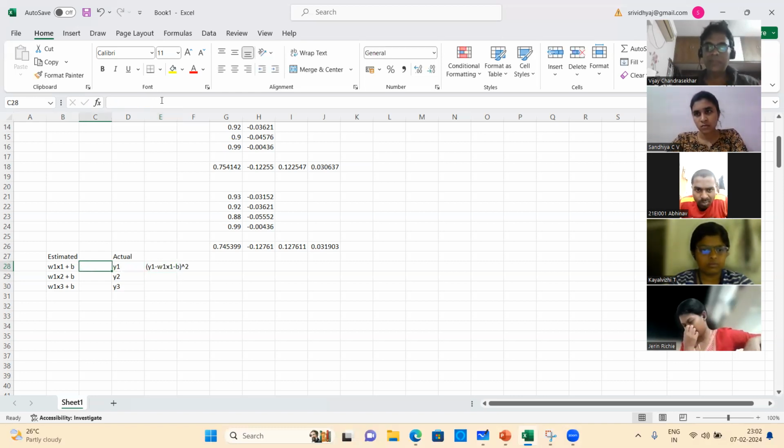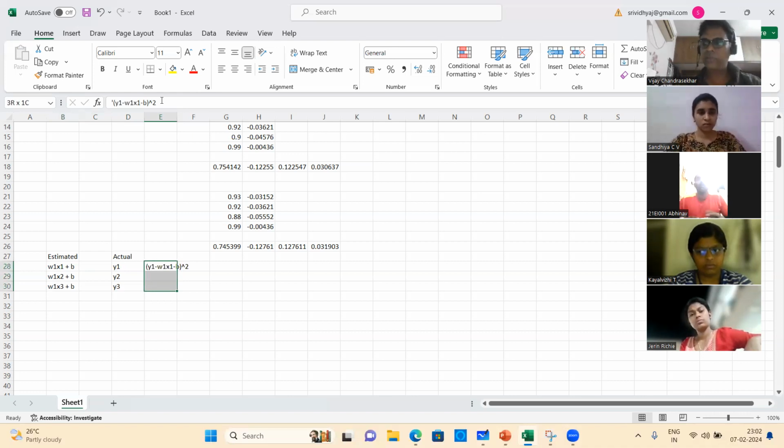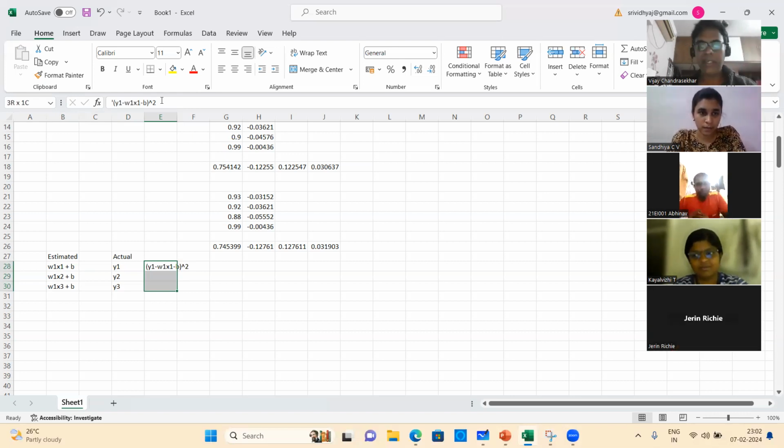You do something similar for this row and this row. And then what do you do after that? You take an average, because you're figuring out an average cost. That's why it's called mean squared error. So you divide it by 3, correct?